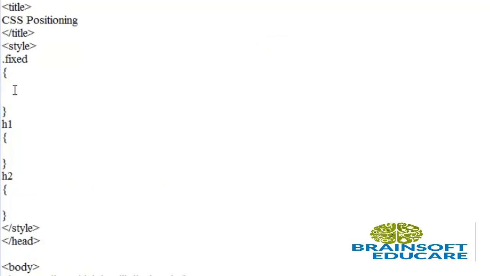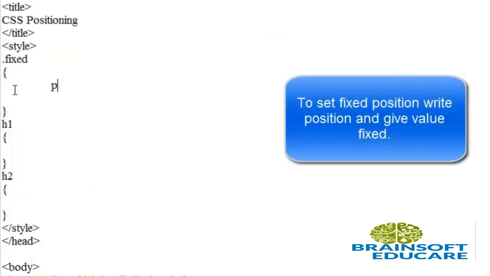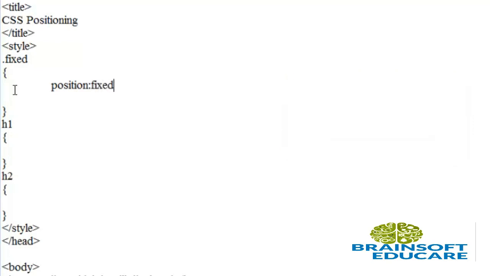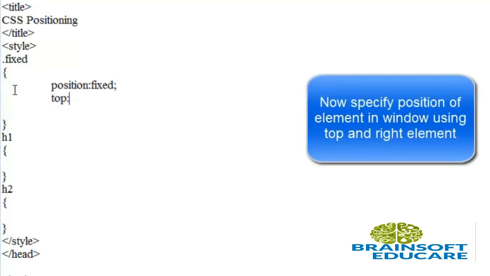To set the fixed positioning, first write position is equal to fixed, which means we are setting a fixed position. Now define the top position of the element. I want to place this fixed element 30 pixels away from the top and 15 pixels away from the right of the window.